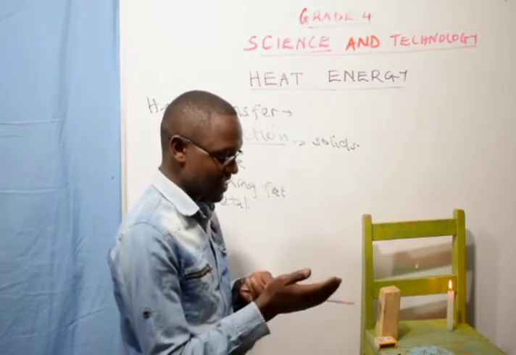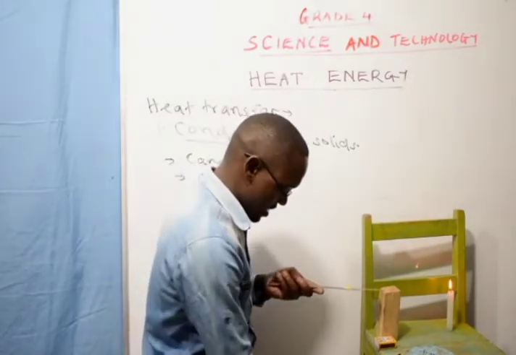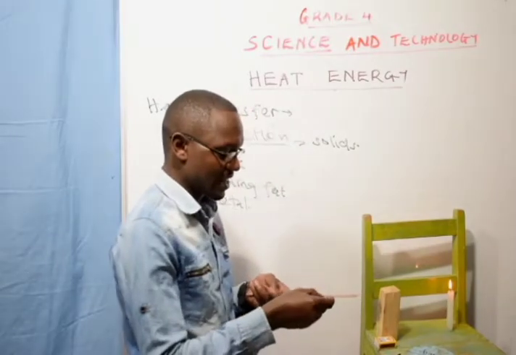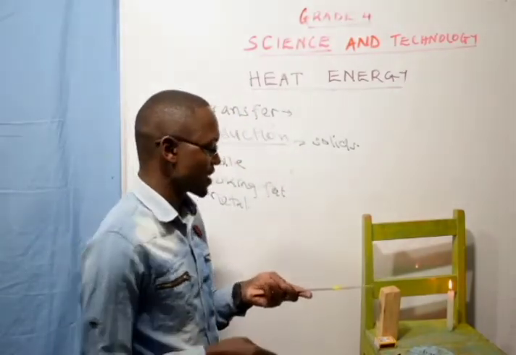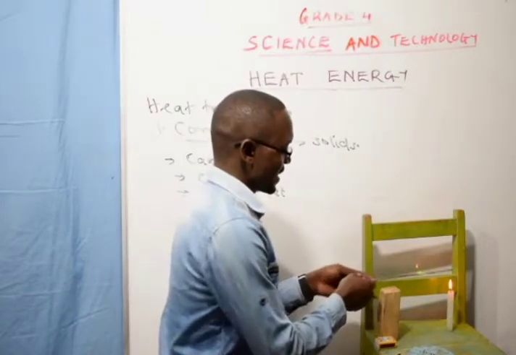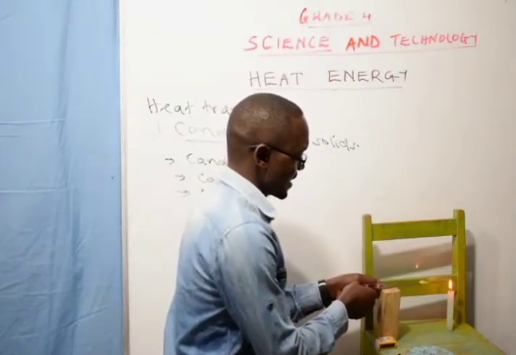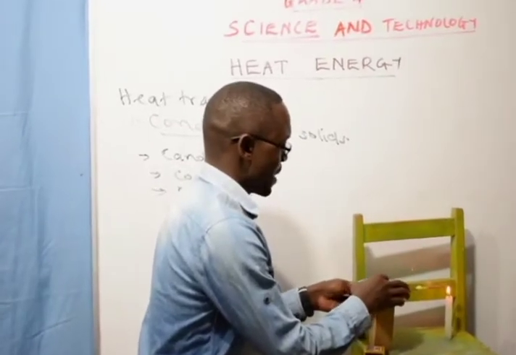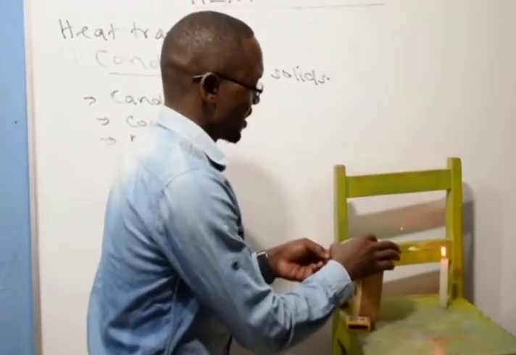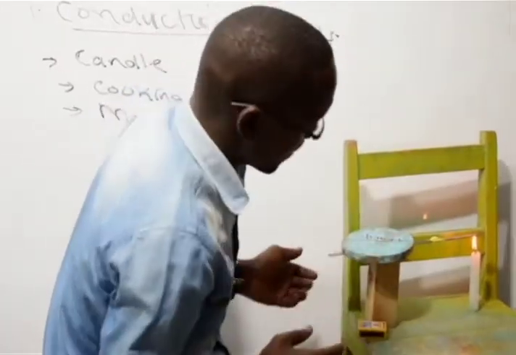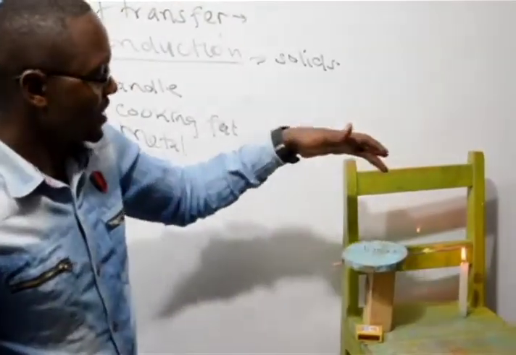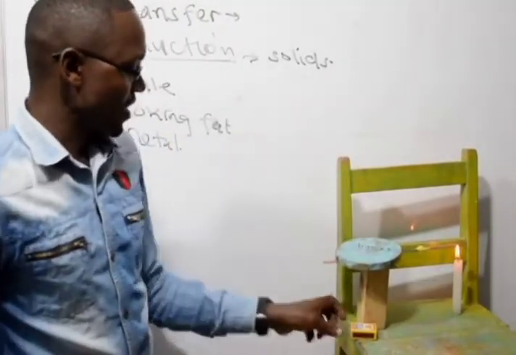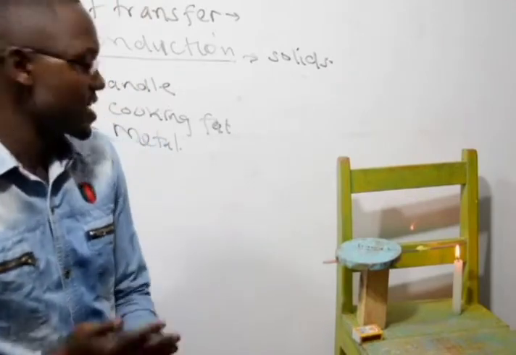We want to investigate conduction of heat. So this is cooking fat. So we place it on this part and try to see what will happen. Remember, you are dealing with heat, so this thing can burn you. So this is a metal. I'm using this wood for support.